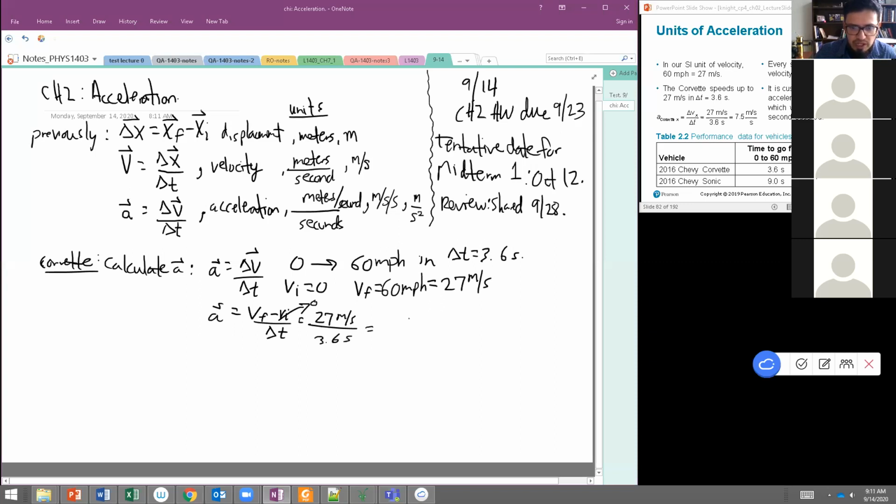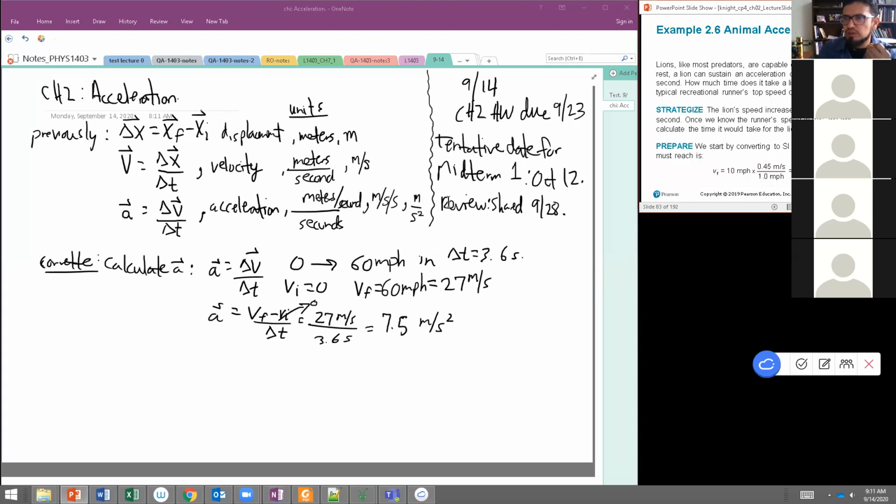If you do that calculation, you'll get a number in units of meters per second squared. And so for this problem, when you do 27 divided by 3.6, you get 7.5 meters per second squared. You could do something similar for the Sonic, and you would learn that it's a much lower acceleration.